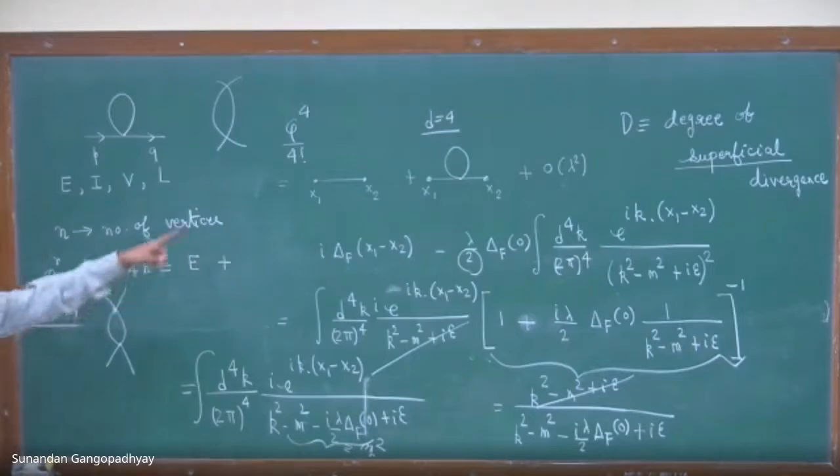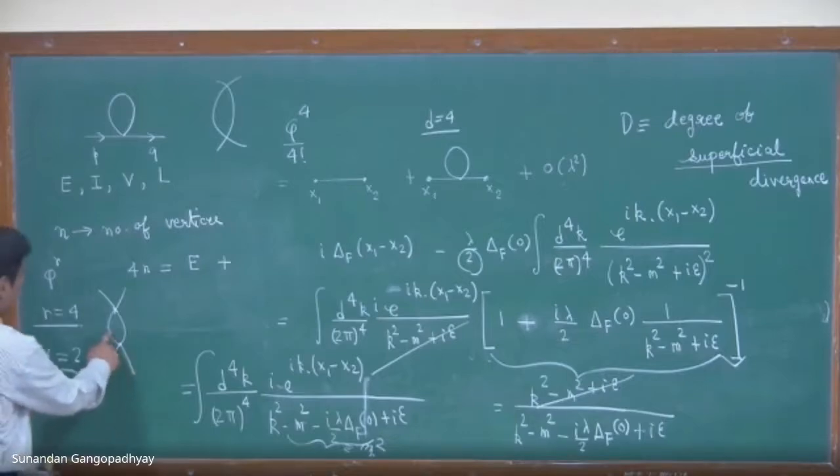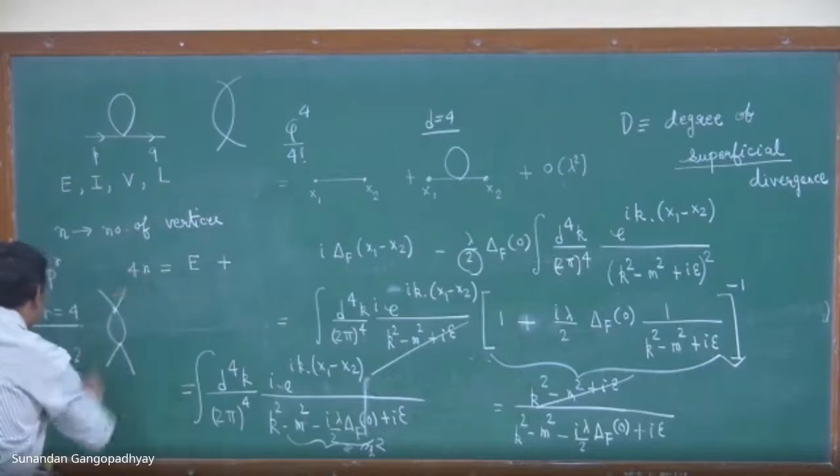Suppose you have a diagram like the fish diagram that we have. Here what do we have? We have n is equal to 2. So there are 2 vertices. So n is basically the number of vertices. And therefore, how many lines do we have? 1, 2, 3, 4, 5, 6. Okay. So in this respect, for every vertex you have 4 lines, so this will just give us 8.